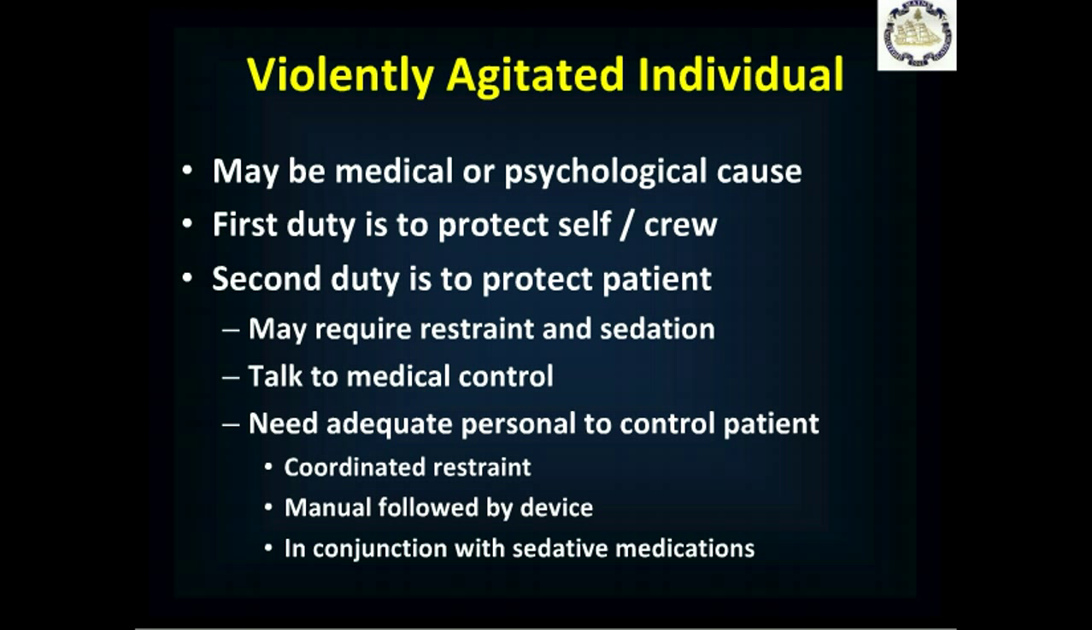When we were seeing patients on bath salts at our peak in 2011, it would often take 8 to 10 people to physically control the violent behavior of one individual who was intoxicated on bath salts. So it's coordinated restraint. You manually restrain them, and then they need a device, and you give them sedative medications. And the ones that you would have available would be narcotics and benzodiazepines. But again, talk to medical control about that.